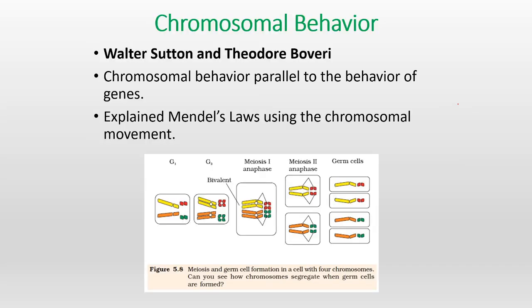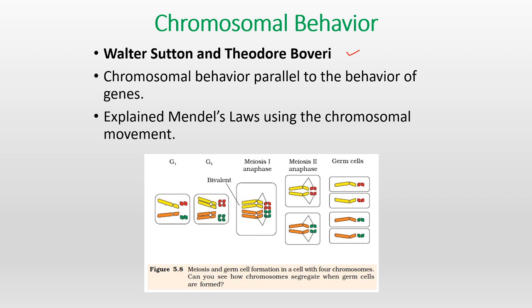Now, the chromosomal behavior was studied extensively by Sutton and Boveri, and what they found is the chromosomal behavior is parallel to the behavior of the genes. Now, genes means we are talking about the factors as studied by Mendel, and these particular chromosomes also behaved similar to those of Mendel's factors, and Sutton and Boveri started explaining Mendel's laws of inheritance using the chromosomal movement. I hope you are aware of the meiosis process and the formation of germ cells.